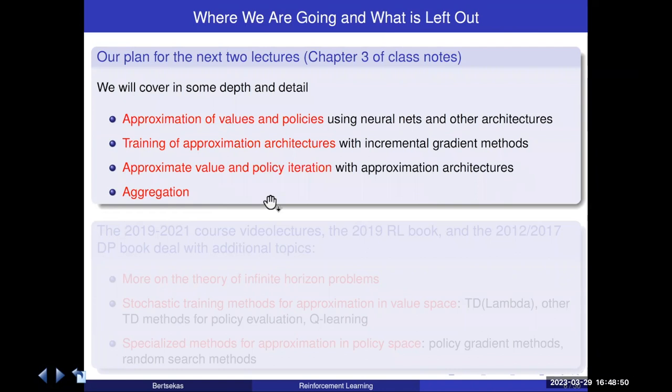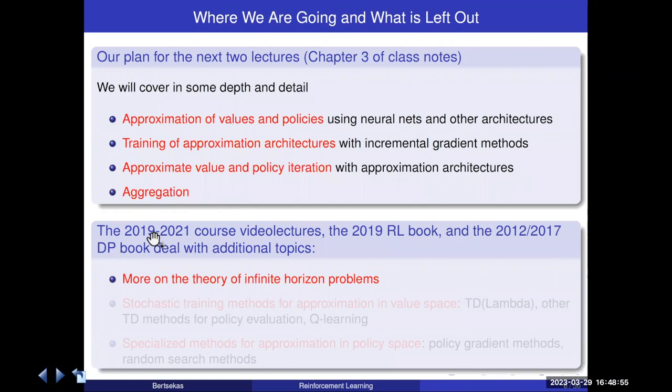Okay, there's a lot that has been left out. And if you go back and look at my video lectures from the course offerings of 2019 to 2021, also the reinforcement learning book of 2019, and also my two-volume dynamic programming book, there are several additional topics. There's a lot more on the theory of infinite horizon problems. The theory of infinite horizon problems is fairly intricate. It's not like finite horizon dynamic programming, which mathematically speaking is almost trivial. It's very intuitive and very simple.